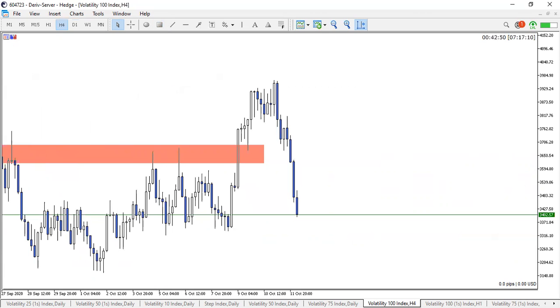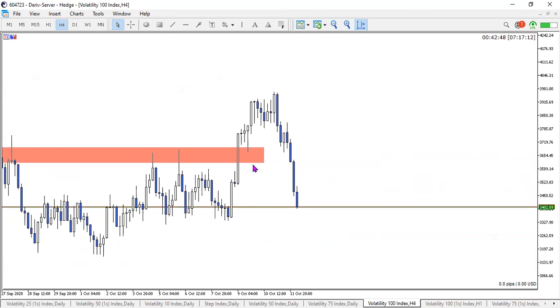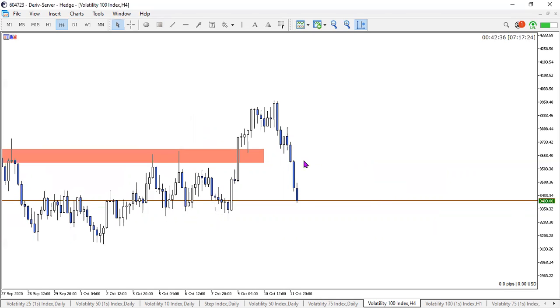So what we can most likely do, if you have not been participating in any of this downward momentum, is look for price to revisit this area over here. And on price revisiting this area, I would look to probably go short based on that, right?